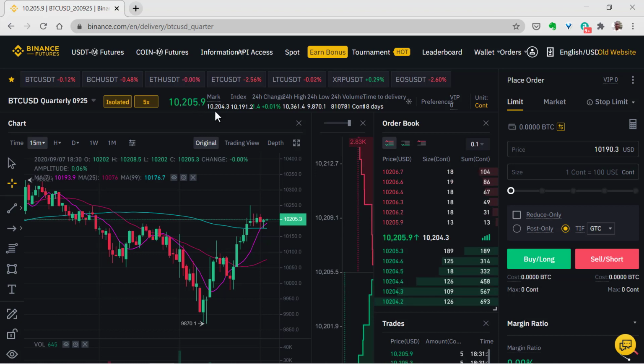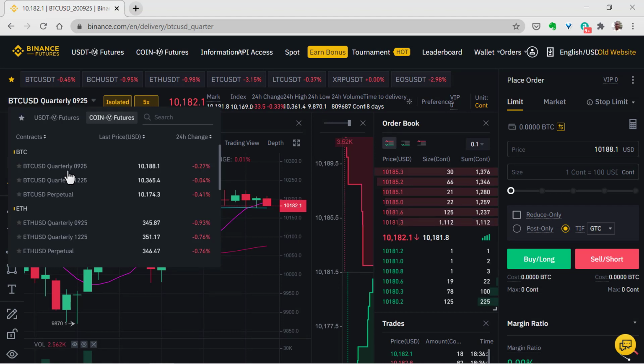So here we have the last traded price. Over here we have the mark price. Over here we have the index price. Here we can see the 24-hour volume. And don't forget, these are contracts of 100 USD each. And here we can see the time to delivery, which is 18 days for this contract. That's till September 25th. So that's it for the menu bar.